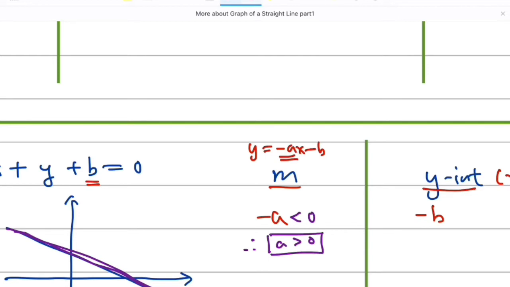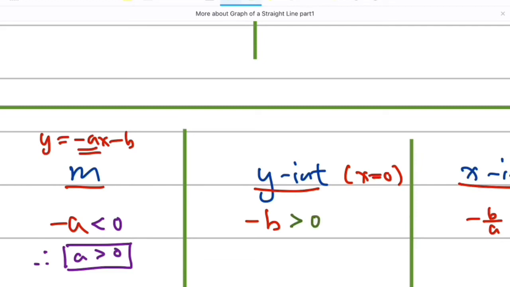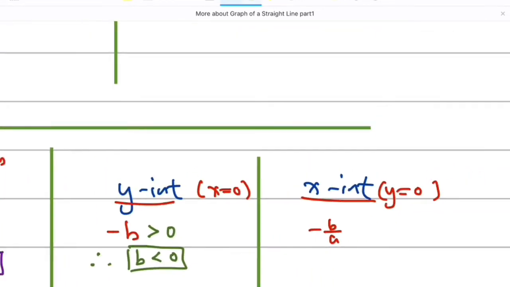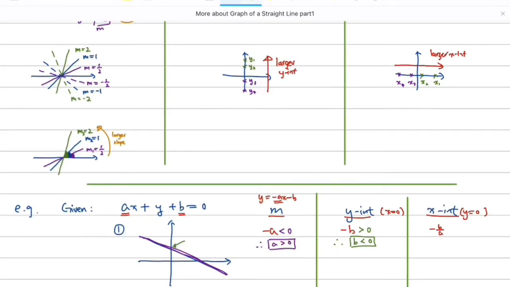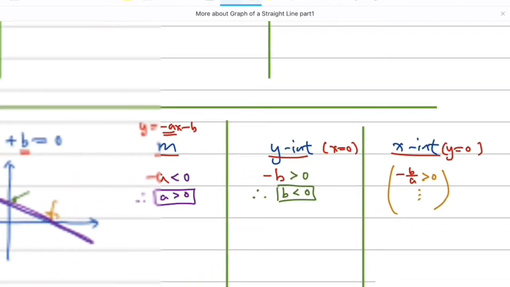While for the y-intercept, it is much simpler. We simply need to check whether it cuts the y-axis above or below the x-axis. Here you can see the cutting point. Therefore, the y-intercept should be greater than 0, and we know b should be smaller than 0. Similarly, for the x-intercept, we check the cutting point on the x-axis. It is on the right-hand side of the y-axis. Therefore, we know that the x-intercept should be greater than 0. But since we have known the range for a and b, we don't need this inequality this time.